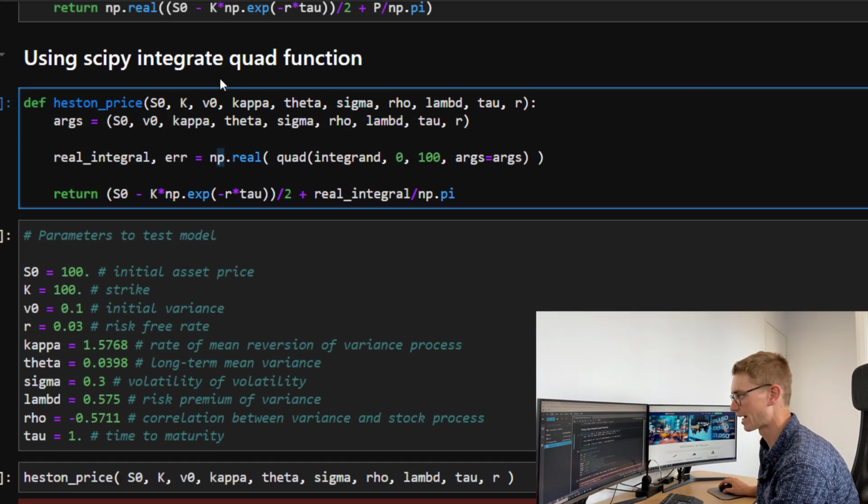Using SciPy, we can then use that integrand function that we defined. I just have my args. I'm going to use SciPy's integrate quad function, and I'm going to return the real part, which gives me the real integral component and the error. So I've got quad, which takes my function, which is the integrand, and then I'm going from 0 all the way to 100, and I'm using my arguments, which get passed through to my integrand function. And then in the same way, I take that real integral component, divide by pi, and add half of s minus the discounted strike back to get my Heston price.